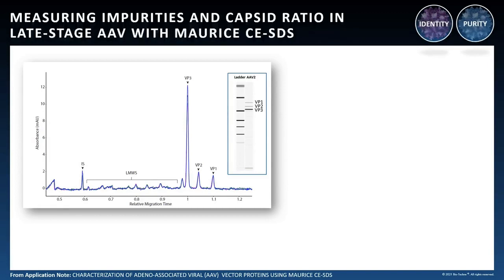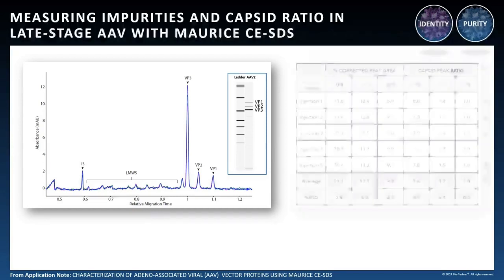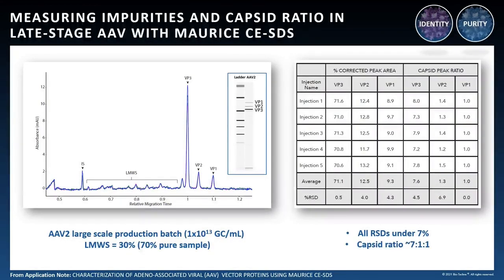To show some more data with the CE-SDS platform, we ran the AAV2 sample same as before with 5 replicate injections and measured the percent peak area as well as the capsid ratio. Overall, the corrected percent peak area measurement was very precise, with all percent RSDs under 4.3. The observed capsid ratio for this sample was 7.6 to 1.3 to 1, with low observed RSDs under 6.9% for the replicates. And as I had indicated on the previous slide, with Maurice, we were able to estimate this sample was 70% pure due to the presence of all the low molecular weight species.